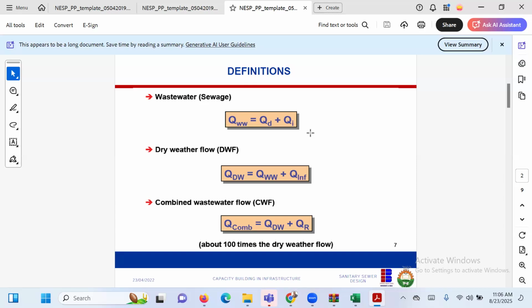Infiltration flow is important because these are the waters that flow into the sewer pipe uncalculated, unseen, unaccounted for. Those are what we call infiltration.